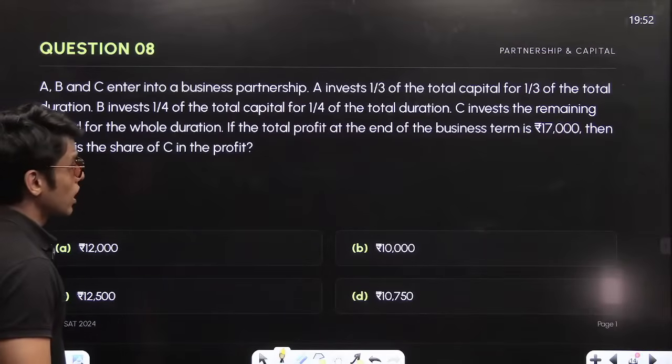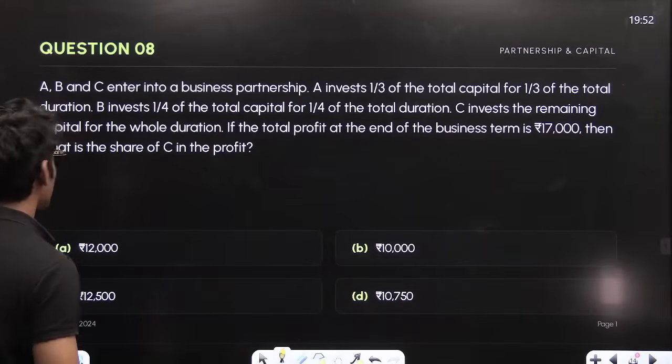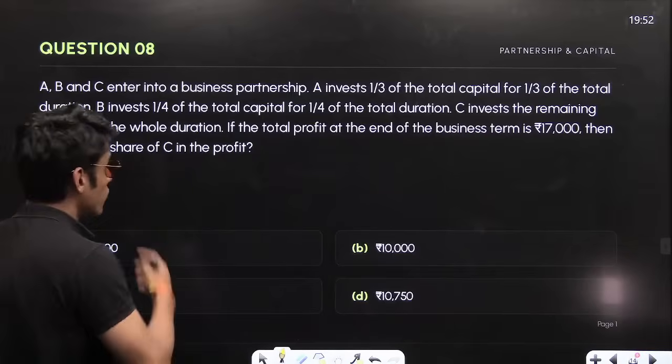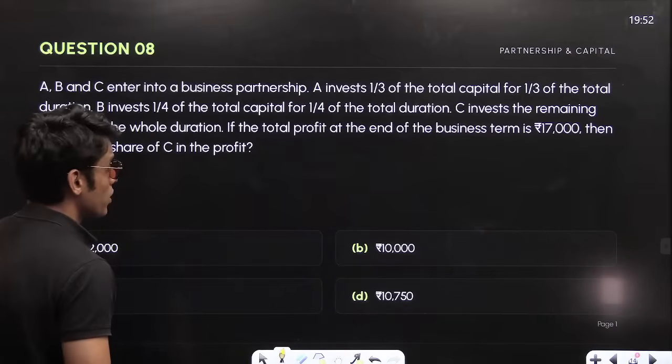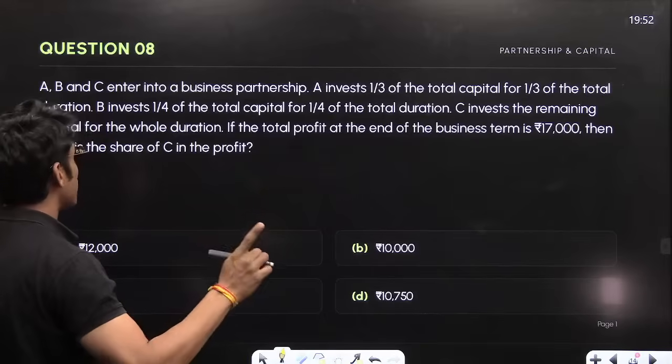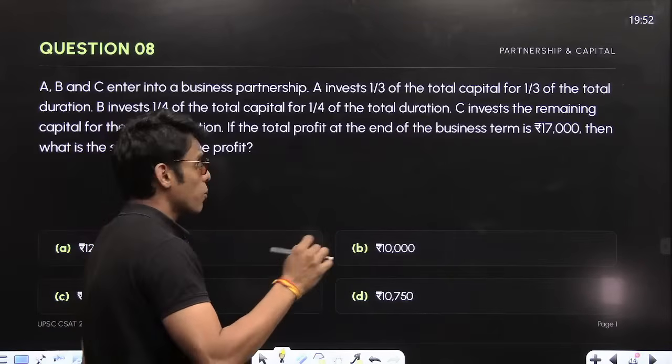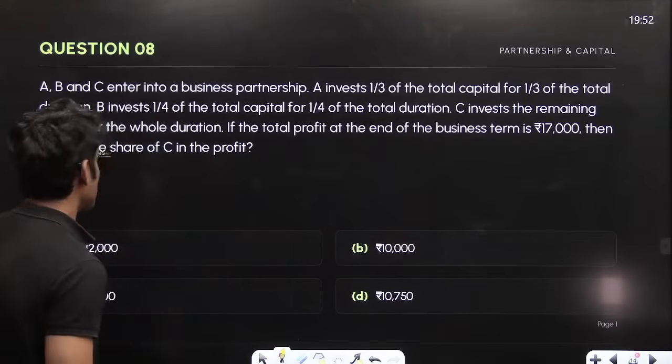A invests 1/3 of the total capital for 1/3 of the tenure. B invests 1/4 of the total capital for 1/4 of the total duration. C invests the remaining capital for the whole duration. If the total profit is 17,000, then what is the share of C?